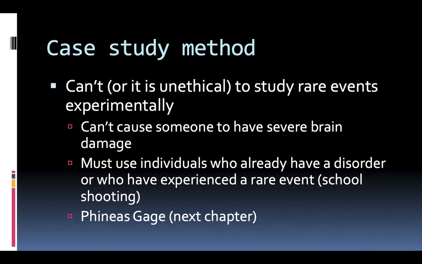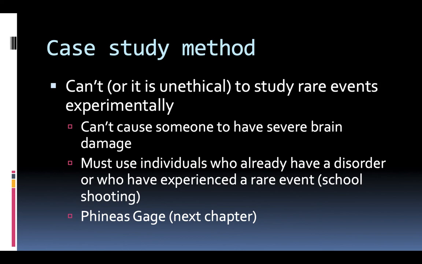And so we just have to use people who have already experienced that disorder or experienced a rare event. So for example, a school shooting. If a researcher is interested in the effects of a school shooting on the outcomes of people in adulthood or their anxiety levels or something like that, we can't cause a school shooting. We can't make that occur. We have to look at populations who have already experienced that.